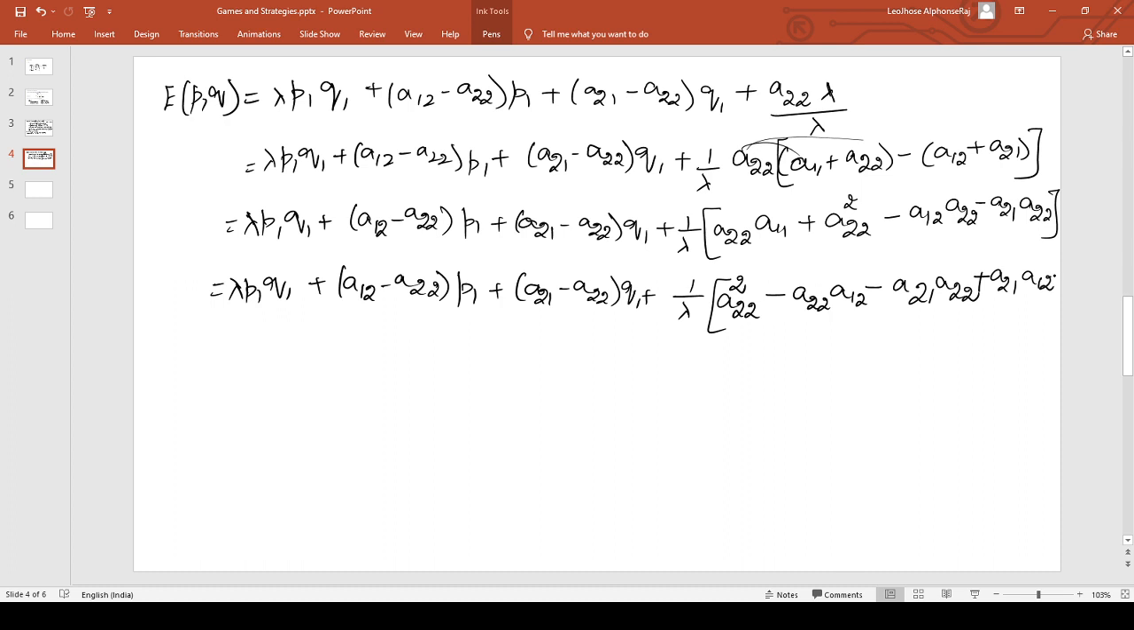A21 A12 minus A21 A12 and A11 A22. Bring this first term to the last. I have just added and subtracted the A21 A12 term, and then made a small rearrangement of all the terms. And in the next step, keeping the rest of the terms as such.